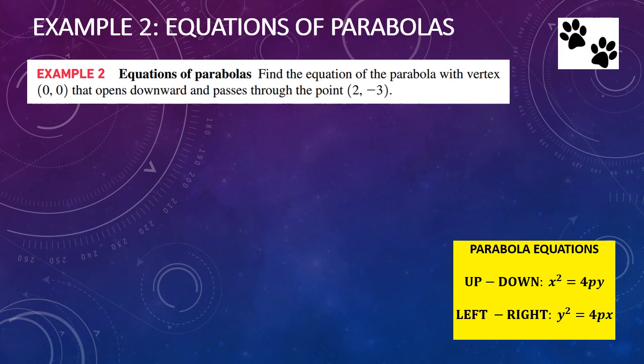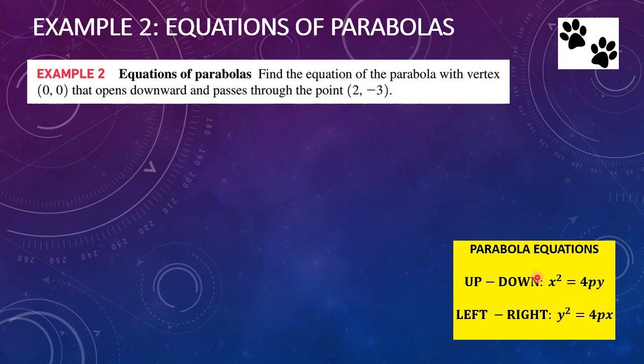How do we find the equation of the parabola? Find the equation of the parabola with vertex (0, 0) that opens downward and passes through the point (2, -3). Well, we know that a parabola that opens downward is x squared equals 4py, and p is going to be less than 0.